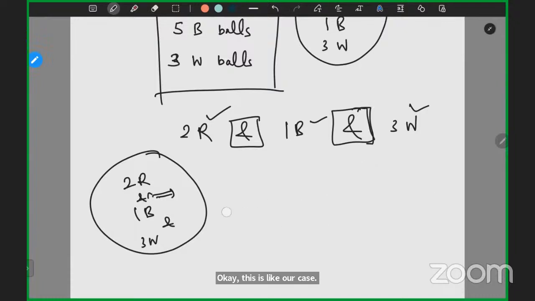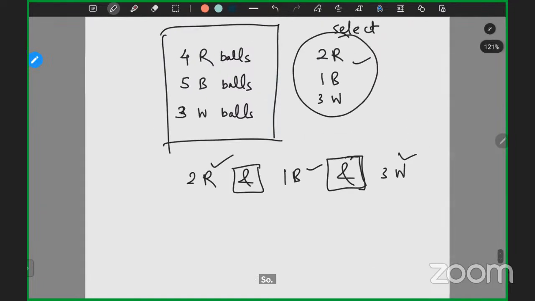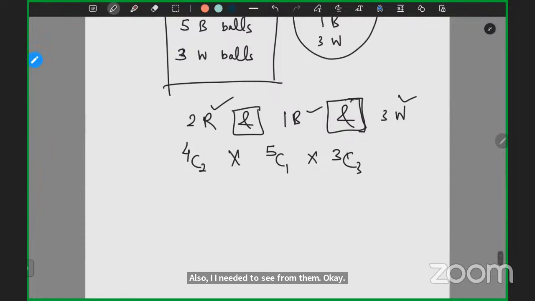So if this is the case, how to do that? I have a total of 4 red balls. From that, I need to choose two, and then multiplication. I have 5 blue balls, and I need to choose one. And I have 3 white balls, so I need to choose 3 from them. Is this correct? Am I missing something?